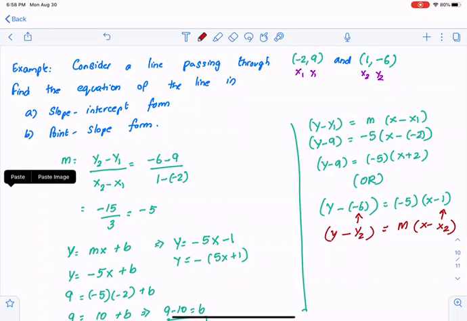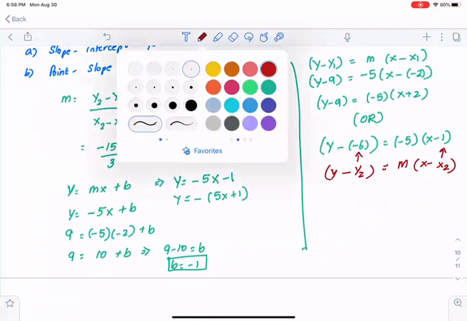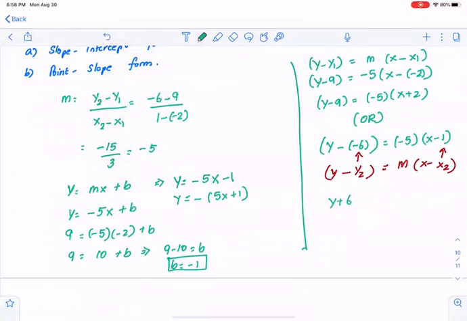And both of them are acceptable. So the answer would be y plus 6 is equal to -5 times x minus 1. It is not recommended to do both, but on an exam, say you use the first approach and you don't see that option as an answer, then it simply tells you that you have to use the other point to get the point slope form. But there is no need to find both of them.